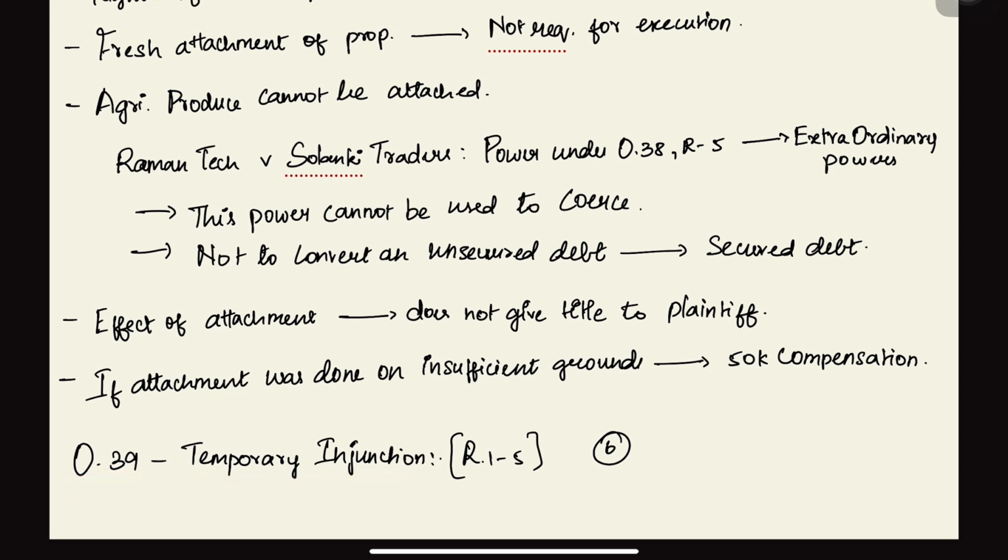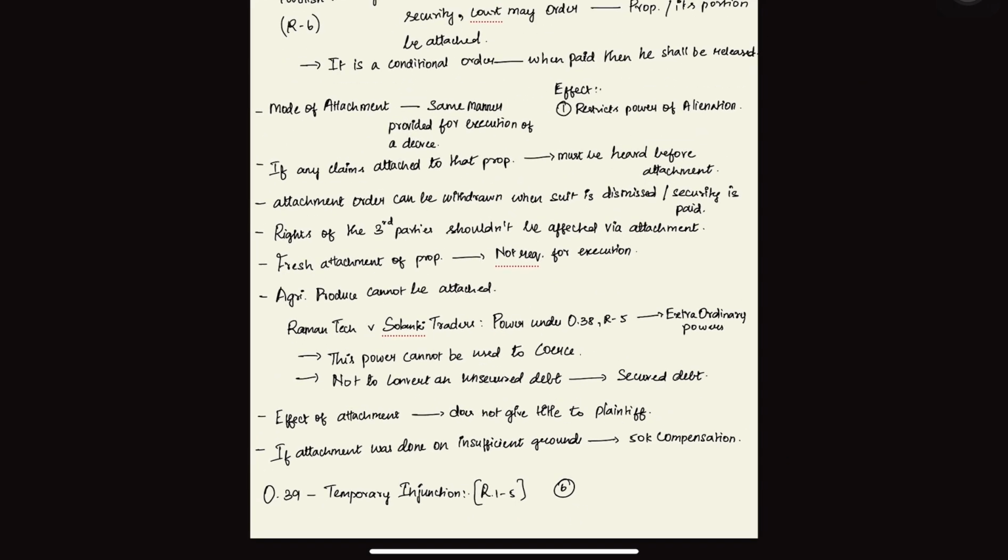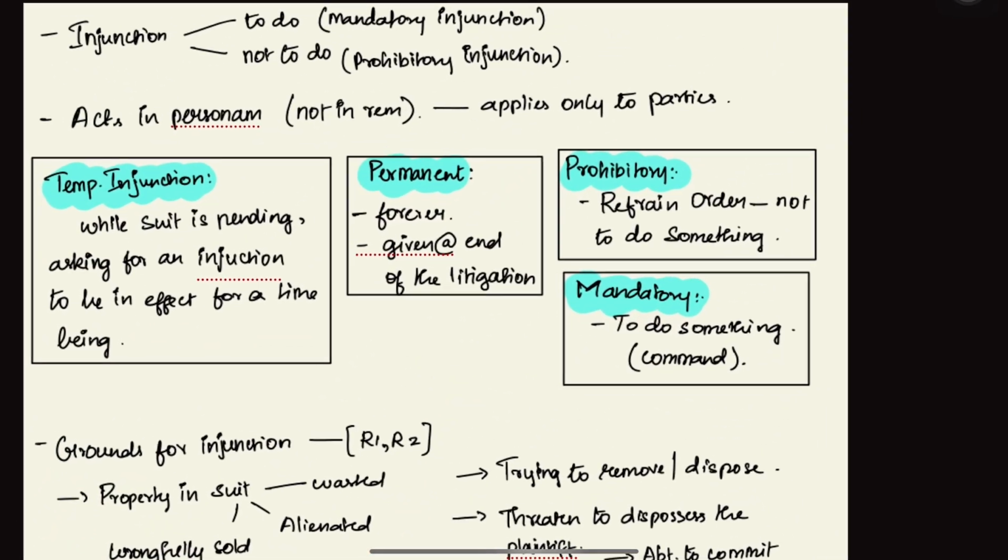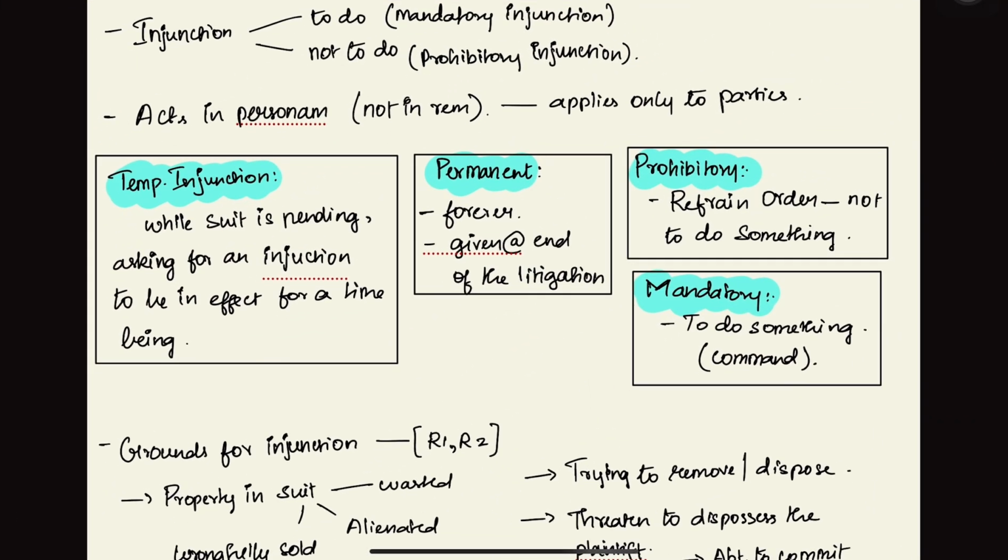And Order 39 deals with temporary injunction. Order 39, Rule 1 to 5. This is the sixth kind of interim order. So there are two types of temporary injunction: mandatory injunction and prohibitory injunction. In a mandatory injunction, we ask the defendant to do something, and in a prohibitory injunction, the defendant is asked not to do something or to refrain from doing something, right?